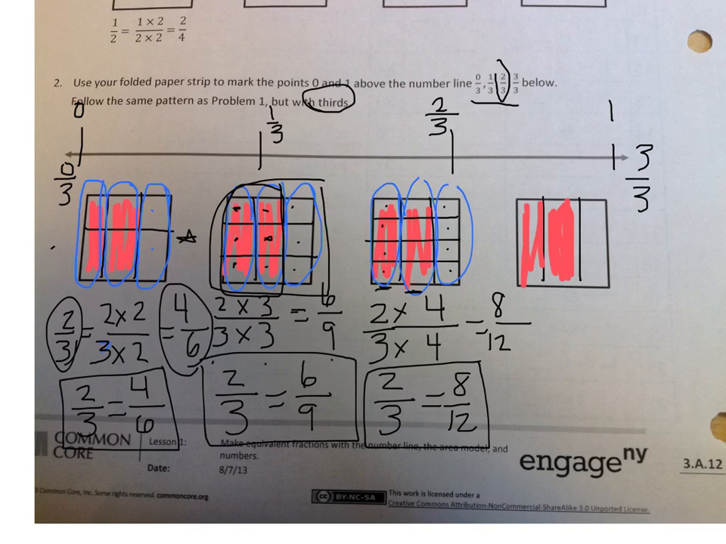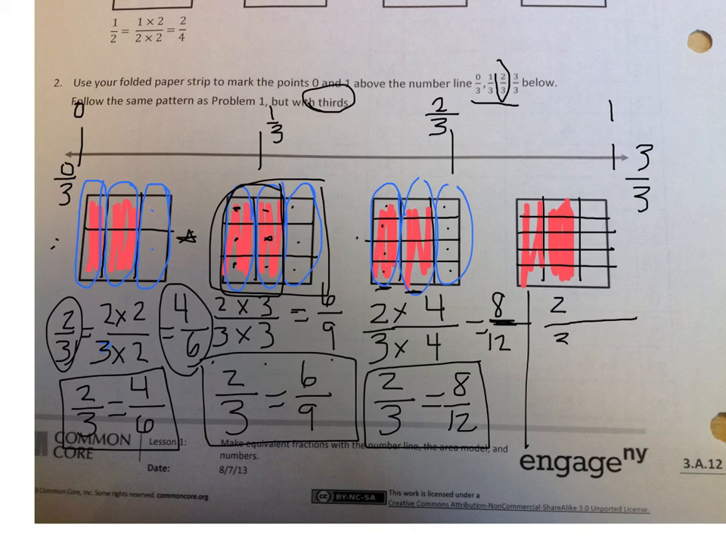Last but not least, we're going to go over to our last model, and we're going to do the same thing, but instead of making 1 cut, not 2, not 3, we're going to make 4 cuts. We're going to cut this into fifths. 1, 2, 3, 4 cuts. We cut it into fifths horizontally and thirds vertically, which means that we have a different fraction this time, and we're going to find out what that fraction is.